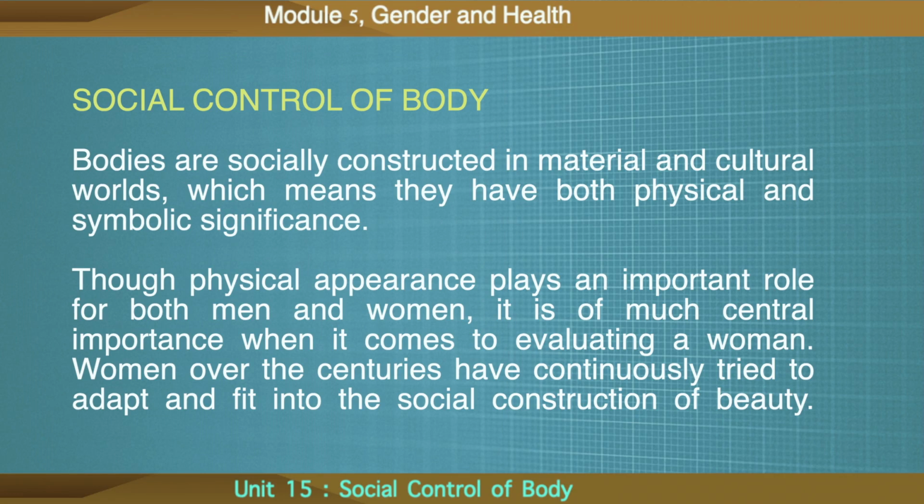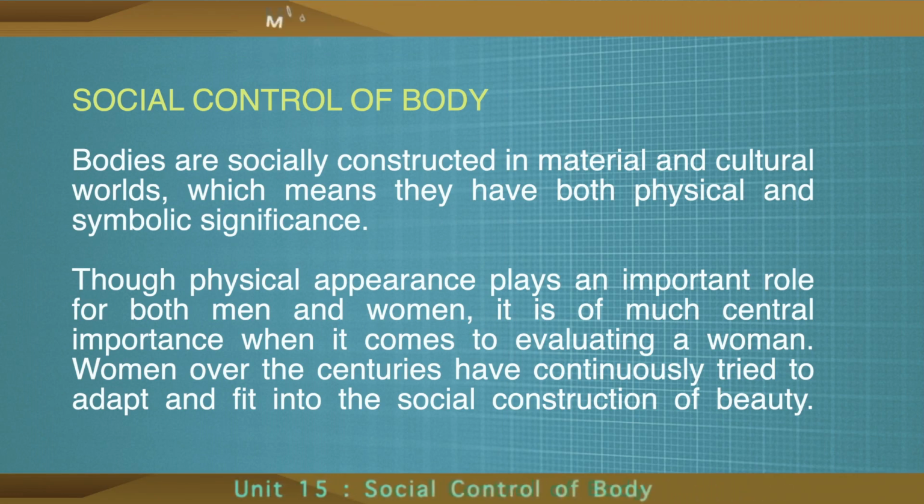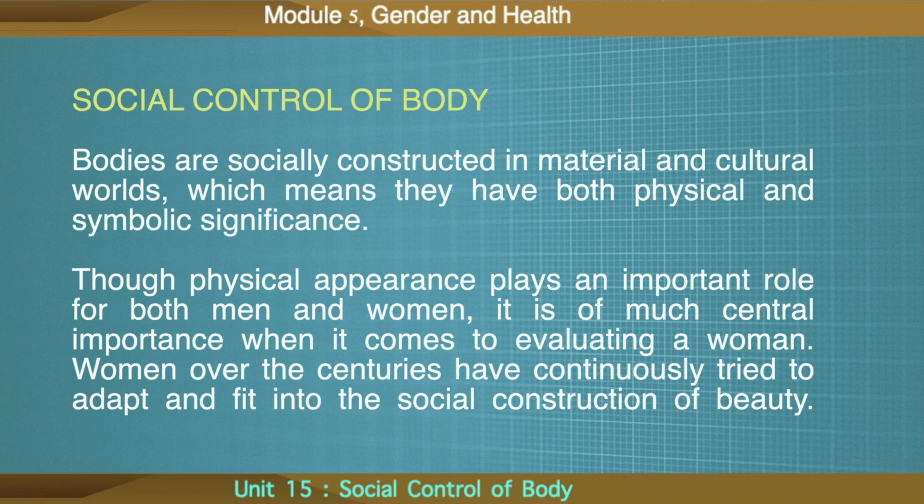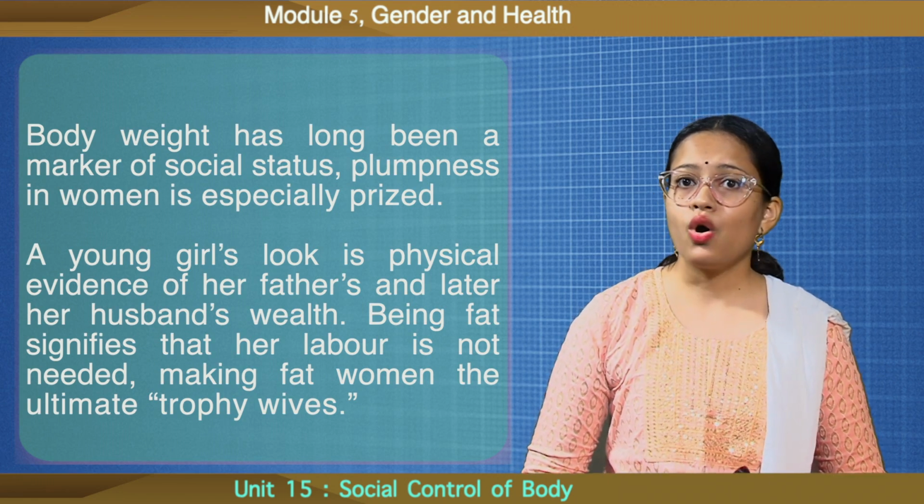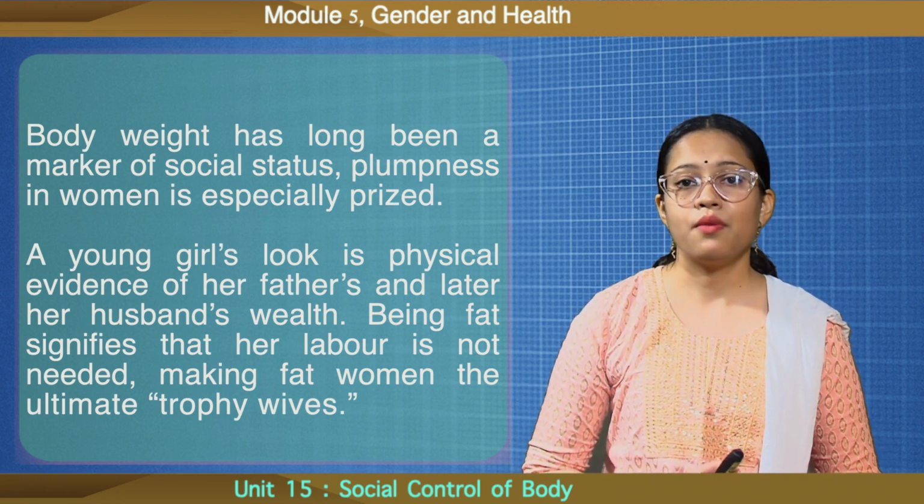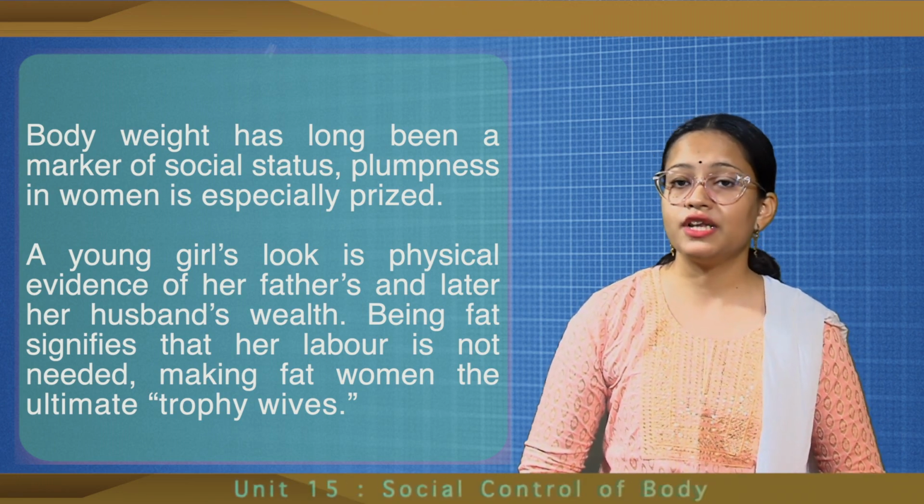Social control of body. Bodies are socially constructed in material and cultural worlds, which means they have both physical and symbolic significance. Though physical appearance plays an important role for both men and women, it is of much central importance when it comes to evaluating a woman. Women over centuries have continuously tried to adapt and fit into the social construction of beauty. Body weight has long been a marker of social status. Plumpness in women is specially prized.